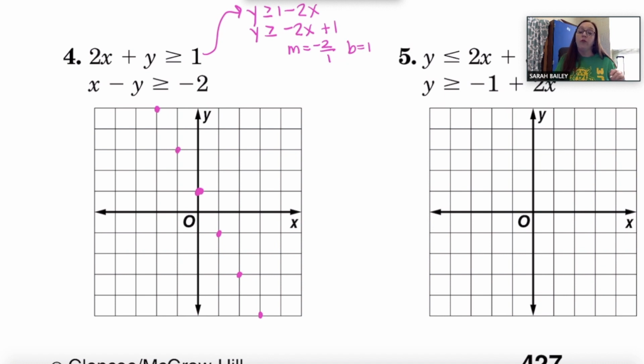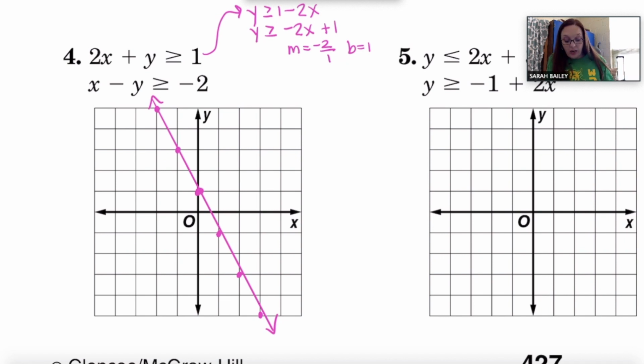Okay, now before I draw my line, I need to determine should it be a solid line or should it be a dashed line. Well, my inequality symbol is the greater than or equal to. So if you have that or equal to part, then you're going to make the solid line. So I'm going to make my solid line. Okay, and now I have to do my shading.